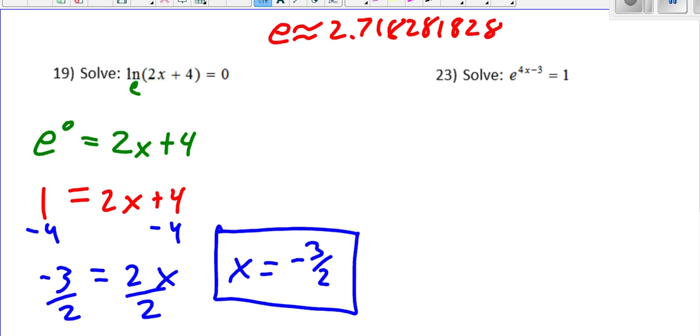You can do the same thing with number 23, but backwards. We're changing that to a log because the variable is in the exponent. So we're doing log base e, which is called natural log. It's got a special name, natural log. The exponent goes by itself, and then the 1 goes right there.